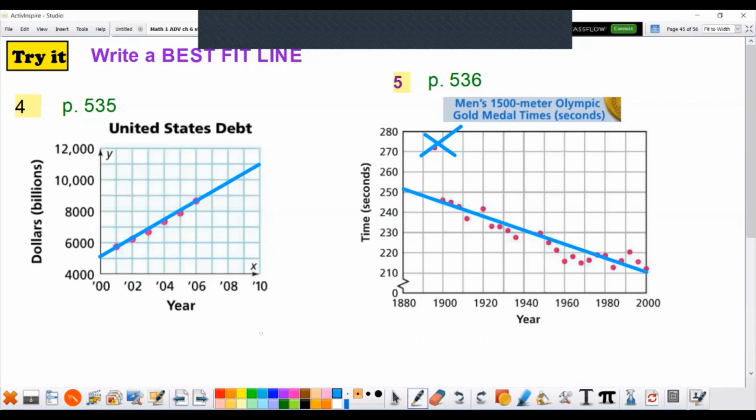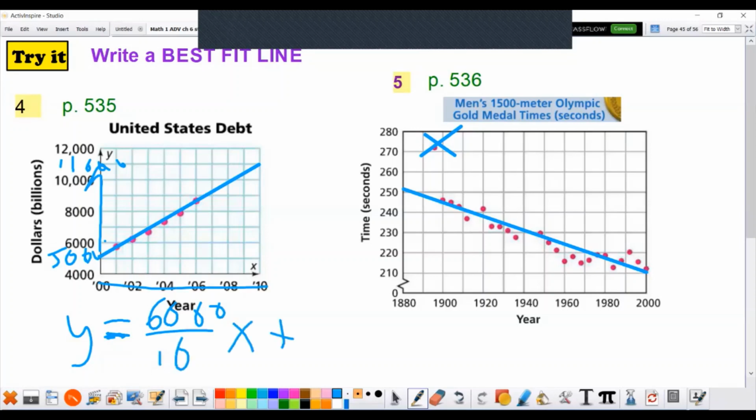Okay, so now I'm going to write my best fit line for this one. Y equals, and what's it go up? Don't say 1, 2, 3, 4, 5, 6. You'll be totally wrong, because look what it's counting by. This looks like 5,000, and this is like 11,000. So from here to here, that's up 6,000. This is supposed to equal 6,000, and across, well, that's 10. x plus, and I started at 5,000.